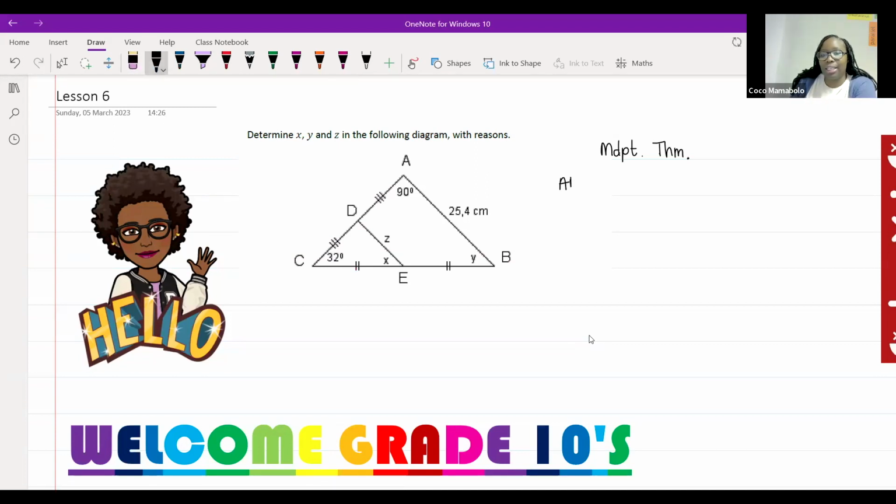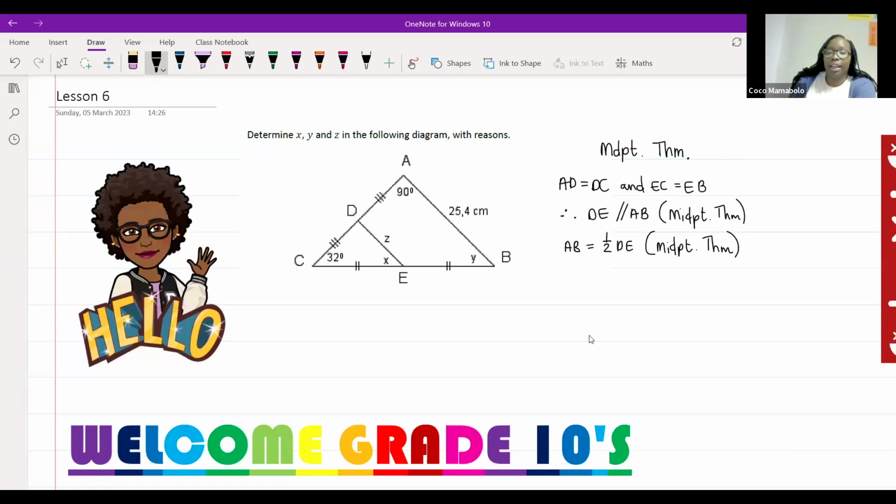I can say here that AD is equal to DC, and EC is equal to EB. That therefore tells me that line DE is parallel to AB. My reason for that, again, is the midpoint theorem. And I also know that DE is equal to half of AB. Again, that's because of the midpoint theorem.